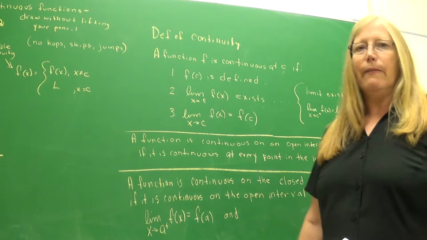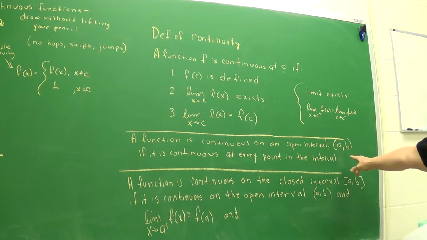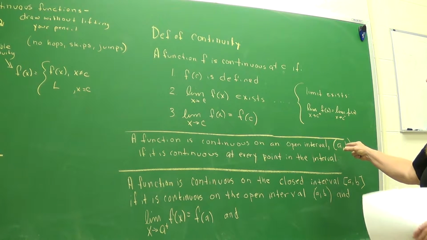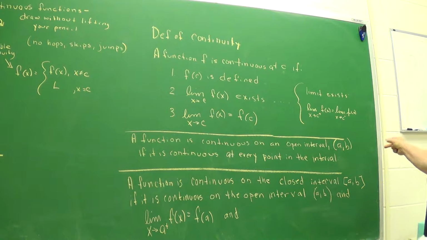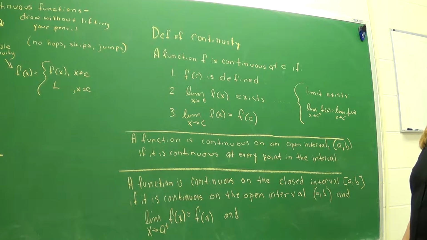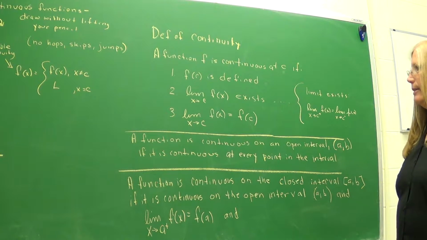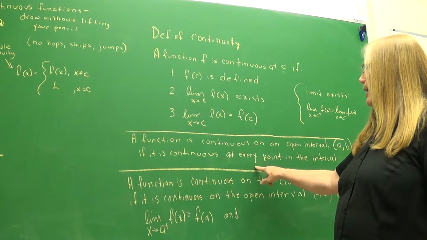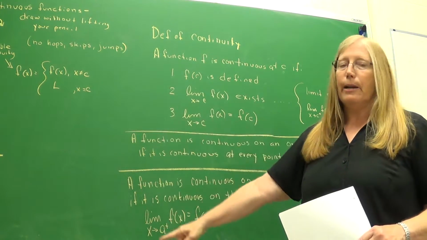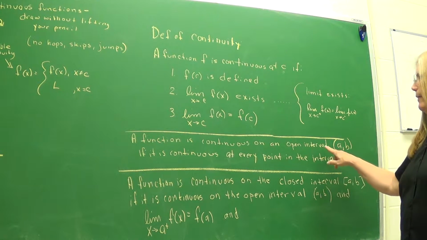Let's go on. A function is continuous on an open interval. An open interval means we are not including the endpoints. So anything between a and b, we are not including the endpoints. A function is continuous on an open interval, which we call (a, b) with parentheses, if it is continuous at every point in the interval. So that's what we've been talking about, continuity at a point so far. Now we have branched out to continuity on an interval.